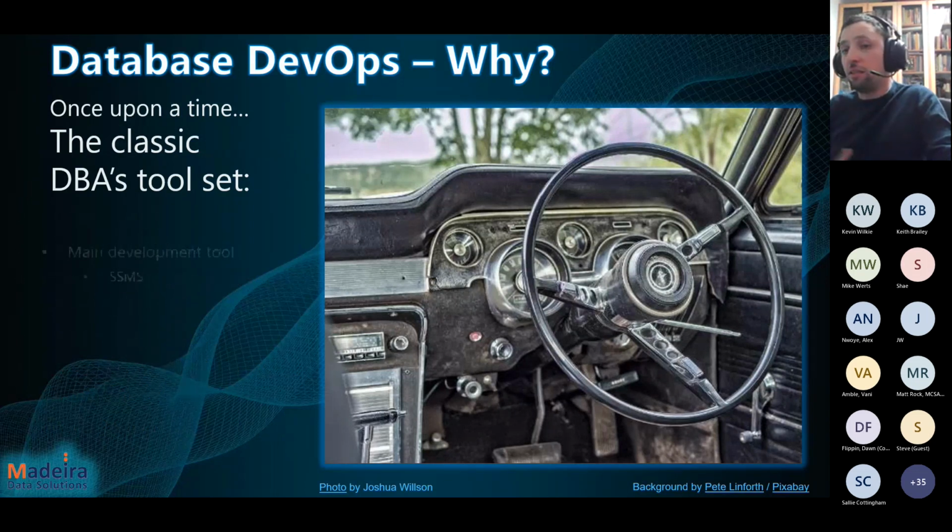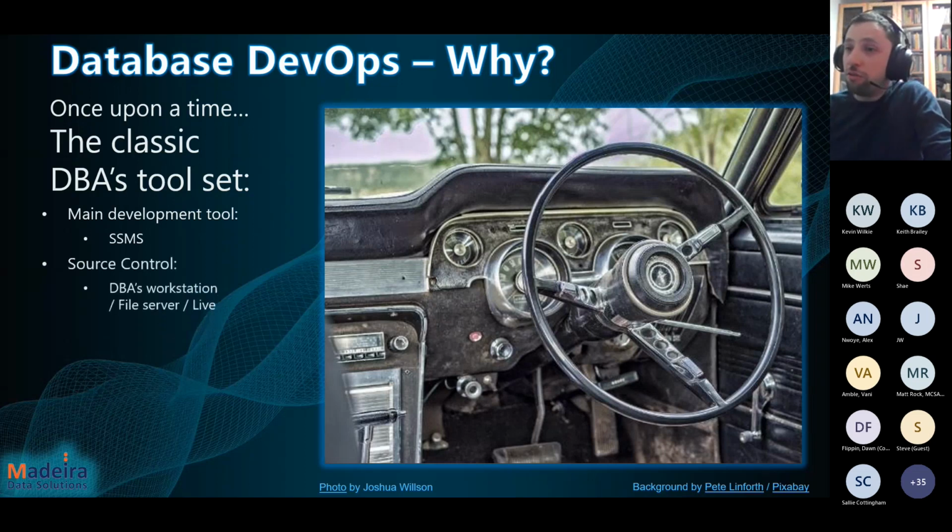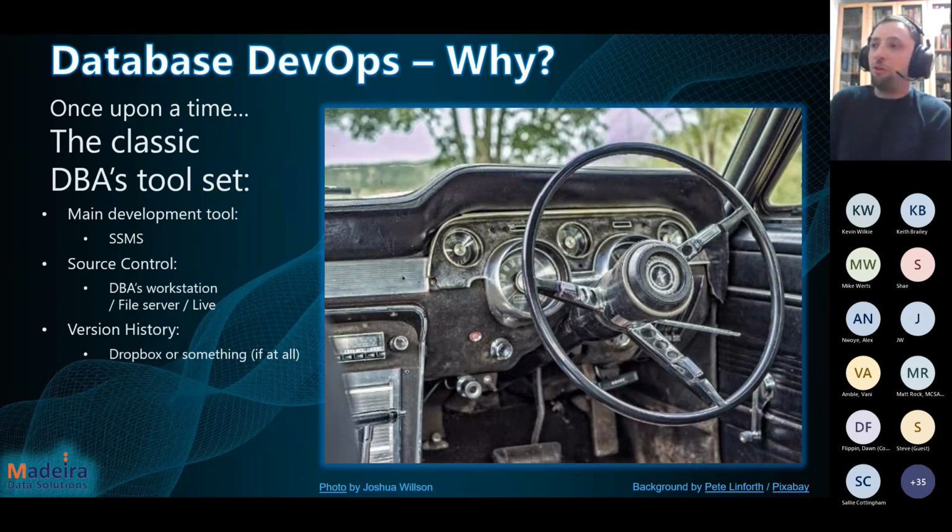Basically, I'm talking about the toolset of the DBA, which would include the main development tool. Often it is SQL Server Management Studio, SSMS. If we are talking about source control, that would usually be, if anything, the DBA's workstation, or maybe some kind of shared file server, or God forbid, a live production database, or maybe a live development database, which is the least preferable situation. If you're talking about version history, it could be something like Dropbox, OneDrive, or Google Drive, if anything at all. If there's something that saves version history of files, that's okay, the minimum, I guess.